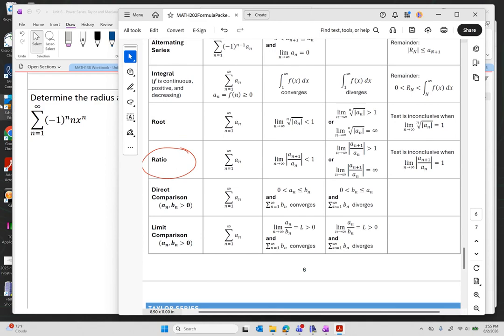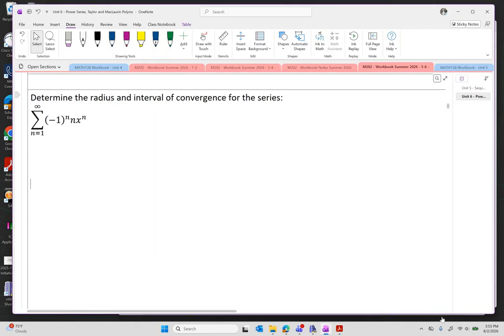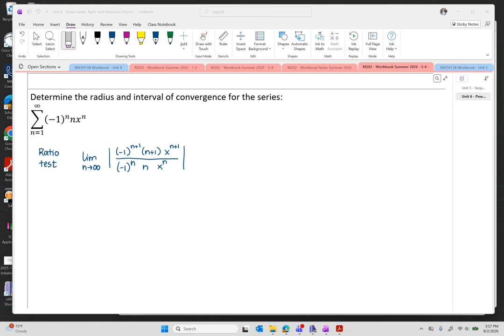So let's see how that works. So we have this given series. Every term is -1 to the n times x to the n. And the ratio test will have the limit of -1 to the n plus 1 times n plus 1 times x to the n plus 1 divided by -1 to the n times x to the n.